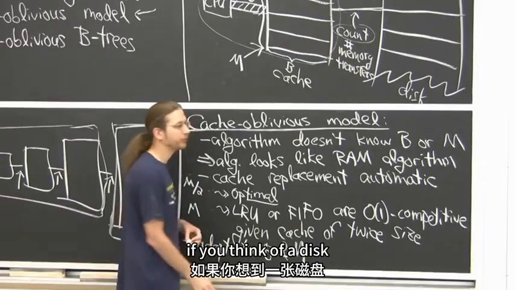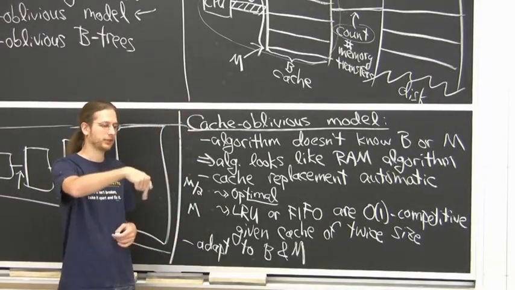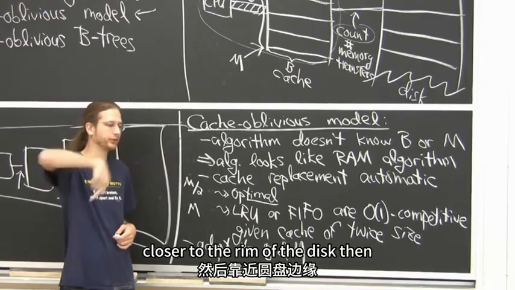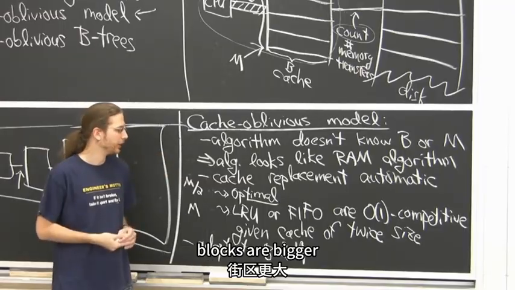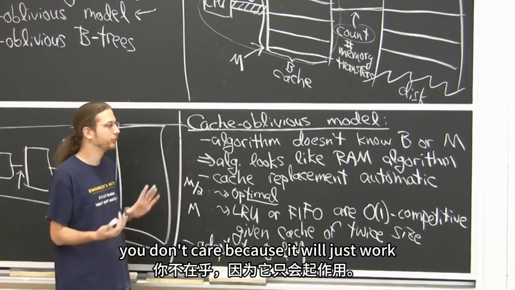Block size could change if you think of a disk, and the block size is the size of your track. Closer to the center, the tracks are smaller. Closer to the rim of the disk, the blocks are bigger. All these things, basically, in the cache oblivious model, you don't care because it will just work.